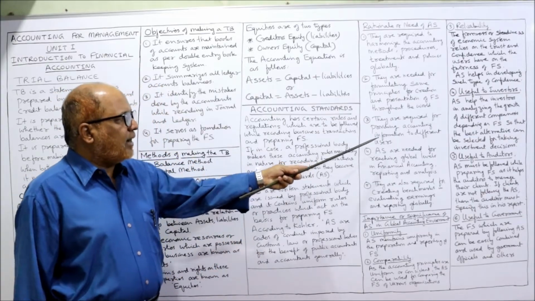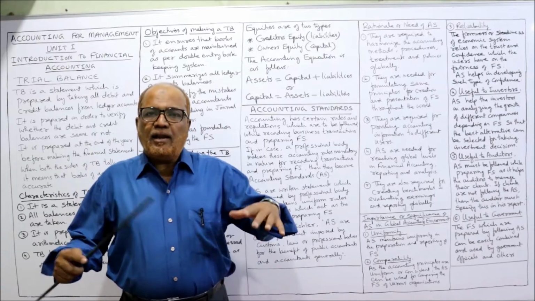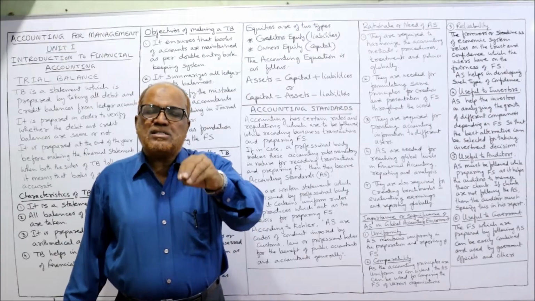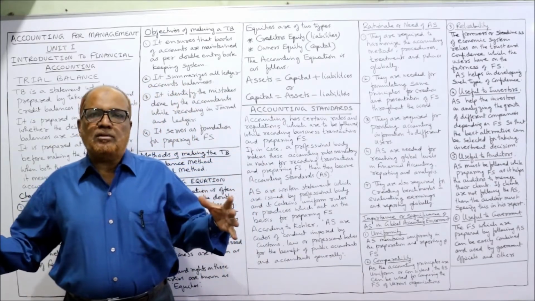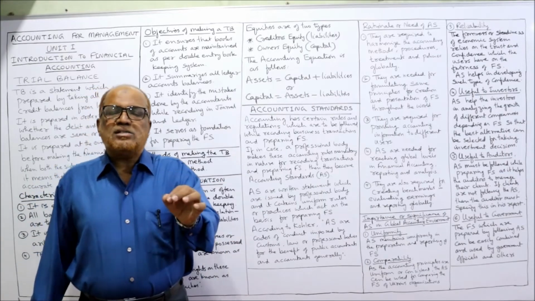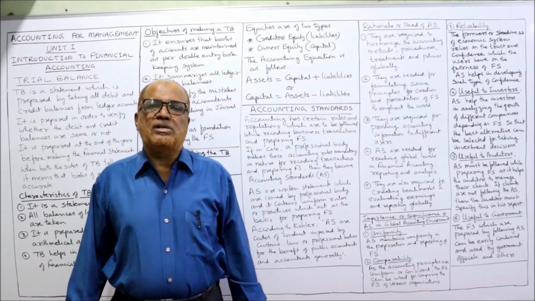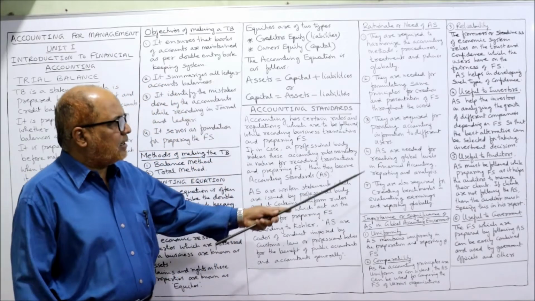They are required for providing accounting information to different users. Earlier, the business users were very few. Only a few people were the stakeholders in a business. But nowadays, there are many stakeholders, many users of financial statements. So accounting standards should serve the purpose of different users. That has been kept in mind while making the accounting standards.